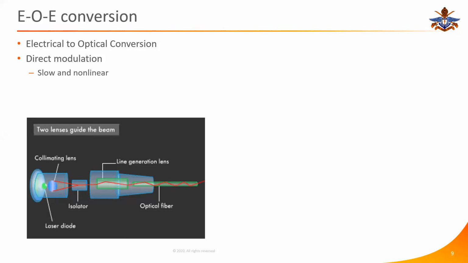One of the ways is to connect the power on, power off button of the laser diode to the electrical pulses that come in. So when the electrical pulse goes 1, the laser diode switches on. When it goes 0, the laser diode switches off. From that, you can create a stream of ones and zeros. But unfortunately, this process is very slow.